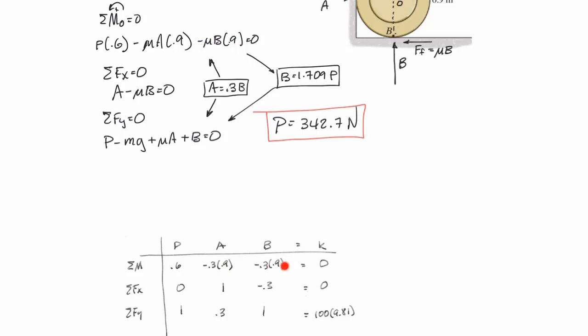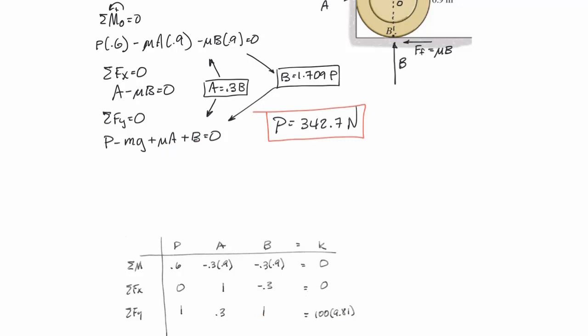B has a coefficient of negative 0.3 times 0.9, and there is no constant there. Sum of the forces in the x: I have A with a coefficient of 1, B with a coefficient of negative 0.3. And in the y, P has a coefficient of 1. Mg happens to be the constant, so if that goes over on the other side of the equation, that would be 100 times 9.81. A has a coefficient of 0.3, B has a coefficient of 1.